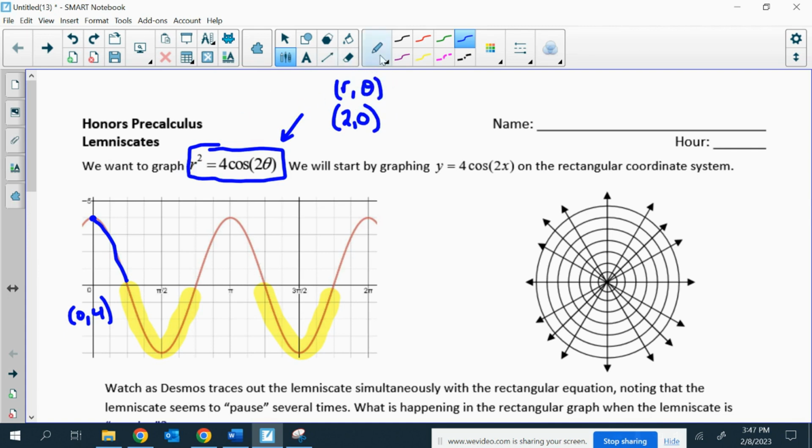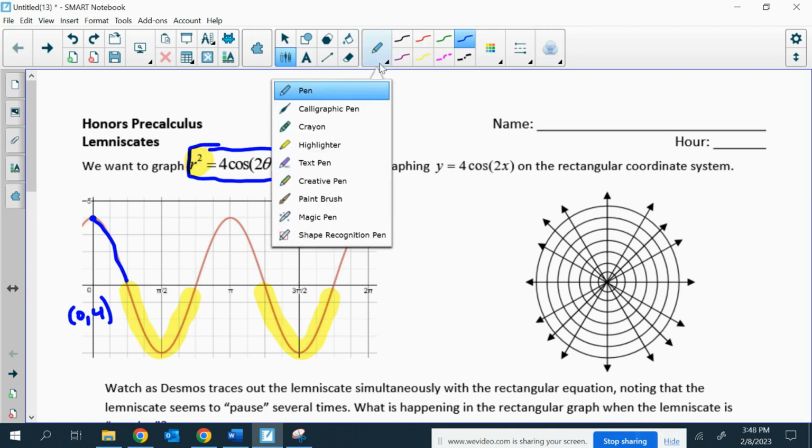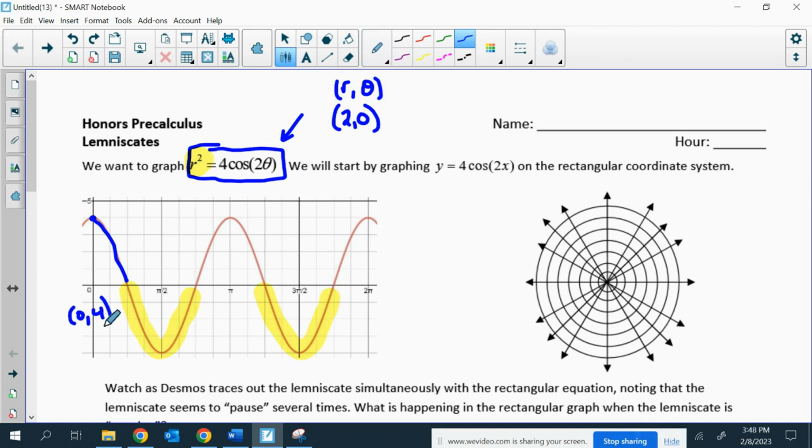Now, why is it 2? Well, notice that in these problems, we have an r squared. So that means, because we have an r squared, if this y value is 4, then this r squared value would be 4, so r would equal 2. So we're starting at 2. And then what happens is by the time we get to pi fourths, we're at 0. Then there's a pause. We don't actually graph anything again until we get to 3 pi fourths. So at 3 pi fourths, we're at 0. And then by pi, we get all the way up to 4 again, which when we take the square root, we get 2.